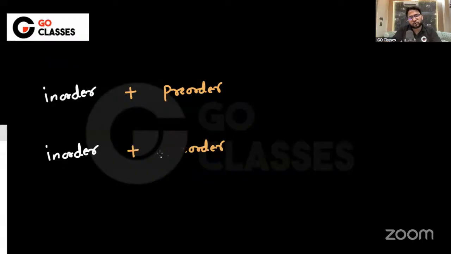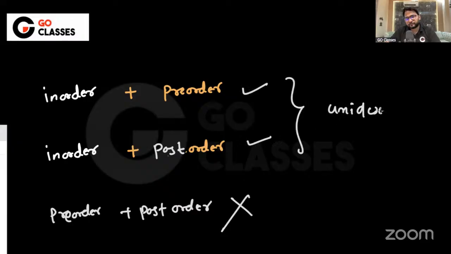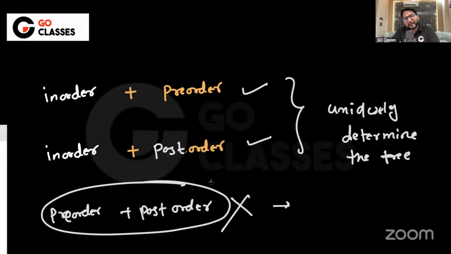Can the pre and post both do it? Can both uniquely determine the tree? No. Why is that the case? Because for the pre and post both also, you can find out the root. I mean, pre and post are basically used to find out the root. Their main job is to find out the root. Now to separate them out, we need in-order also.